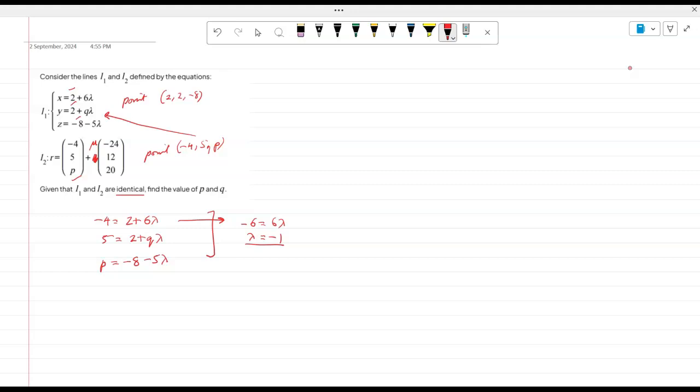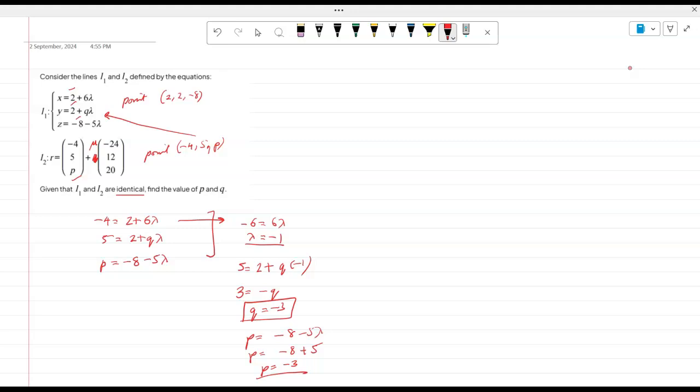Have I finished? Nice. Now you put this in the second equation. Phi is equal to 2 plus q lambda. Lambda is -1. So how much will that be? 3 is equal to minus q. Q is equal to -3. What will P be? P is equal to what? -8 minus 5 lambda. So P is equal to -8 plus 5 because lambda is -1. So P is equal to -3.